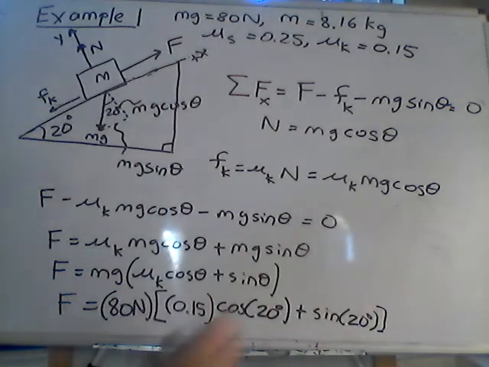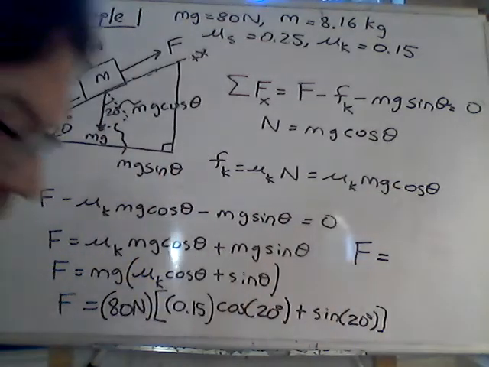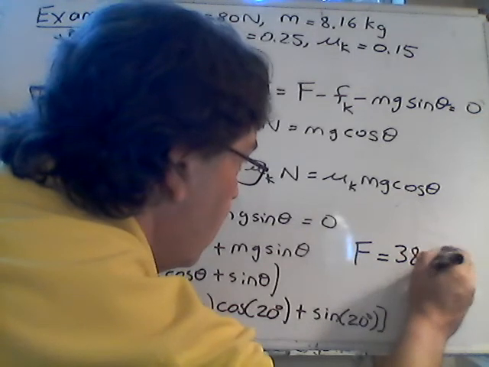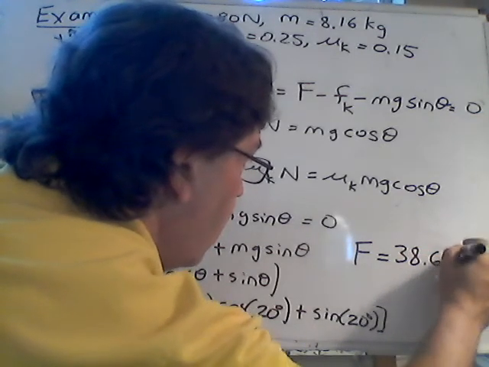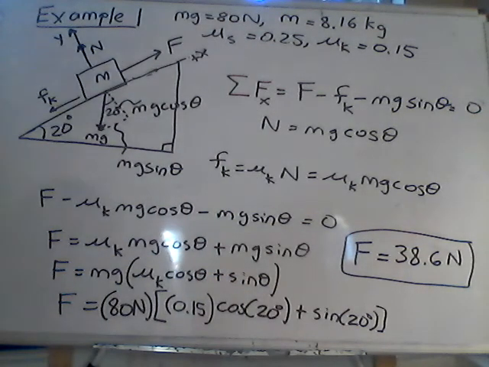Finally, we would find that the force now to keep it going at a constant velocity is 38.6 newtons. All right, that's the force to keep it going at constant velocity, 38.6 newtons.